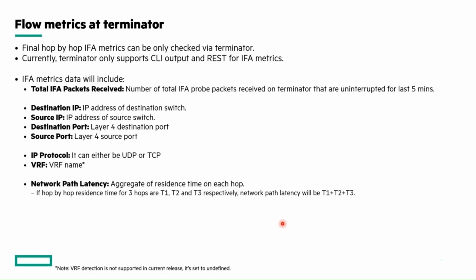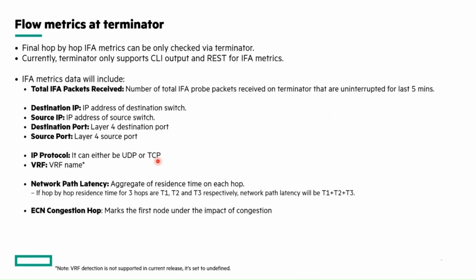The next value it will contain is the network path latency, which will be the aggregate of residence time on each hop. Now, what does it really mean? It will contain a network path latency, which is the aggregate of your hop-by-hop residence time. For instance, you have three hops. You have T1, T2, and T3 as the residence time of a packet on each hop, that is, how much time the packet has spent on these respective hops. By adding them, you will get this network path latency metric.